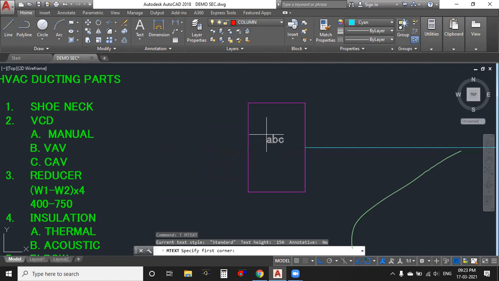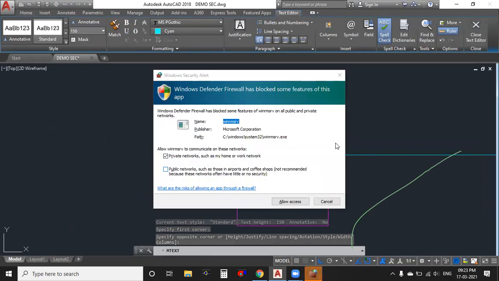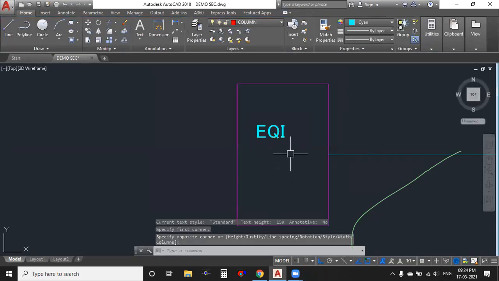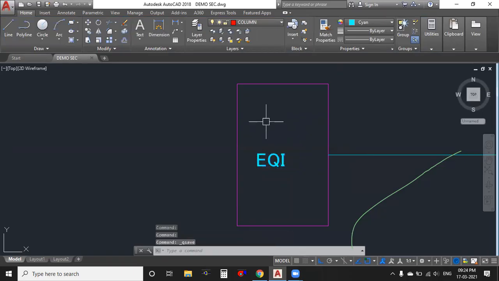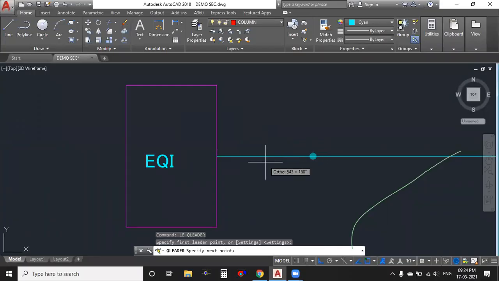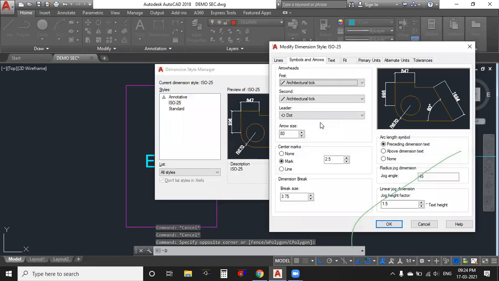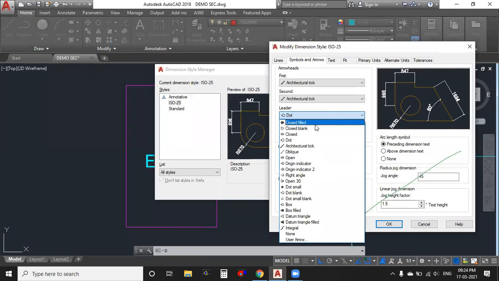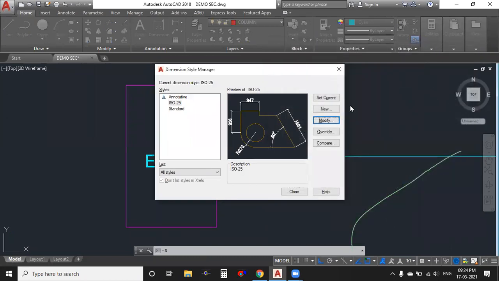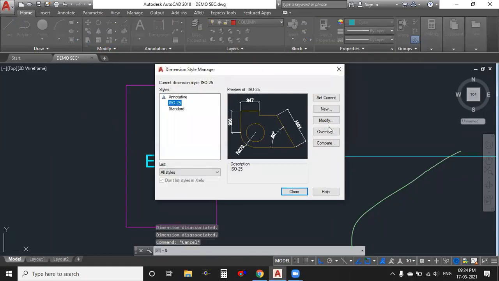So here I am typing T, enter, for text. EQ means equipment. And LE, enter, for leader line. I want to change my leader line type. D, enter, diamond style. Modify. Going this one. 20, enter.